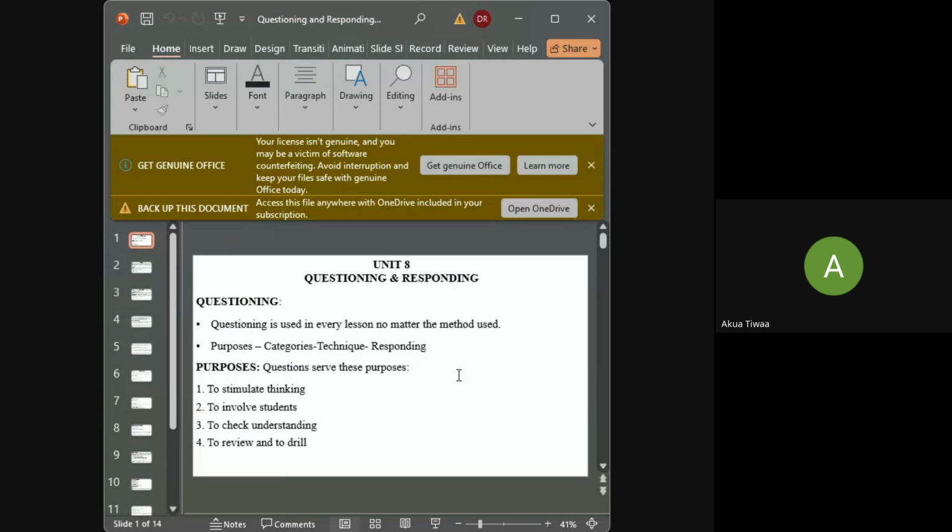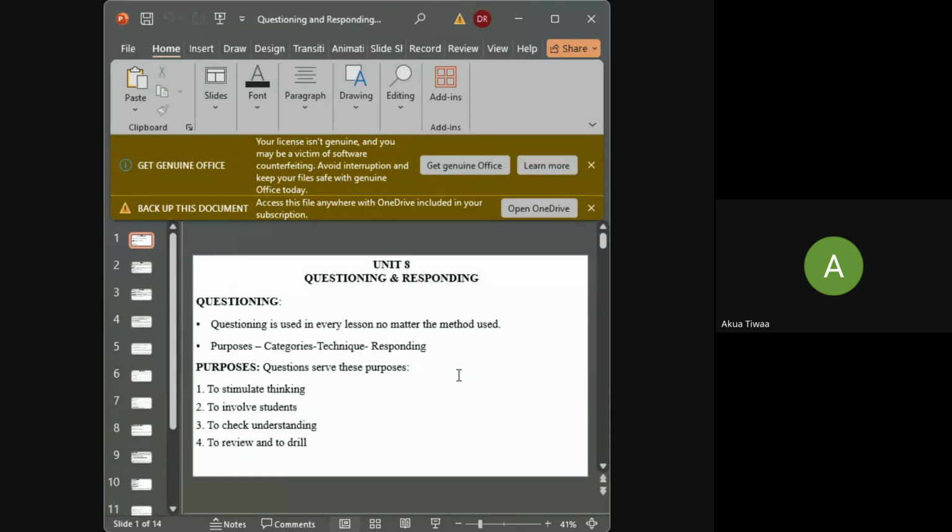So all these are the purposes of questioning. One, we use questioning to stimulate thinking. We use it to involve learners. We use it to check understanding, and then we use it to review and to drill learners.